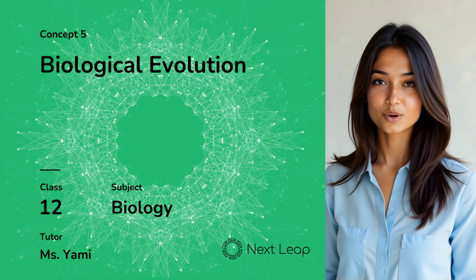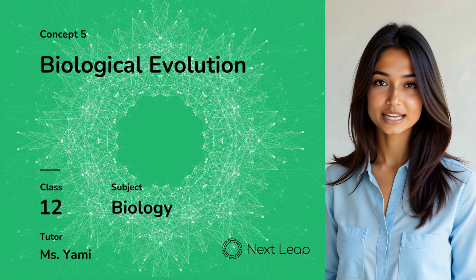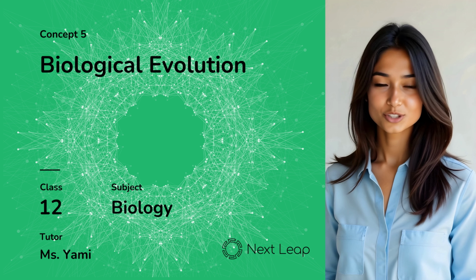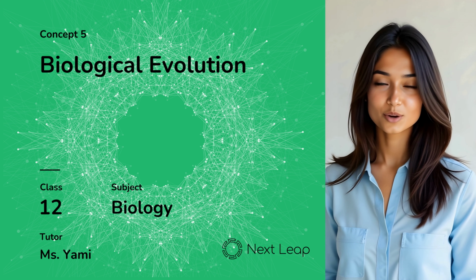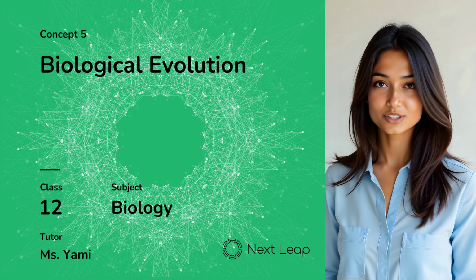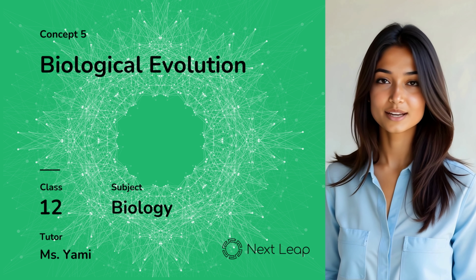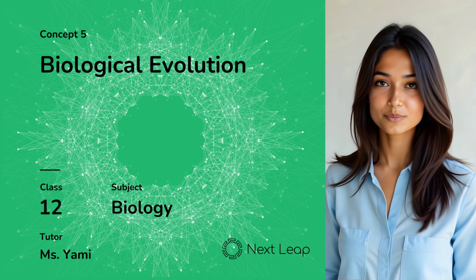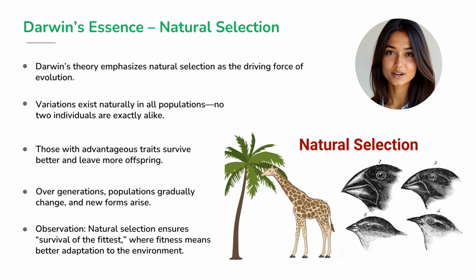Evolution happens because of three key factors: variation, inheritance, and natural selection. It's not just a record of the past, evolution is a living, ongoing process shaping every species, including us, right now. Charles Darwin gave us the most powerful explanation of evolution: natural selection.